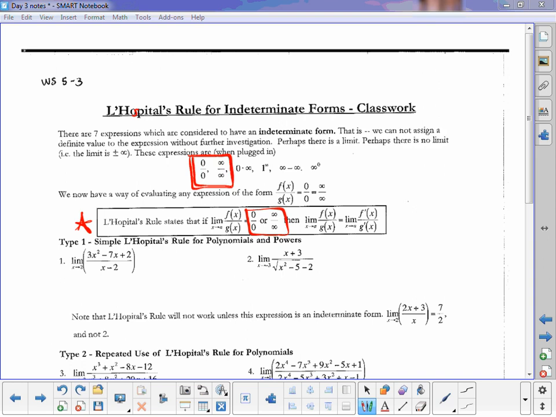What about all those other forms? For those you just have to do extra investigation. We don't have a shortcut for those. But these are examples of indeterminate forms. For these ones, L'Hopital gave us a nice way to do it.